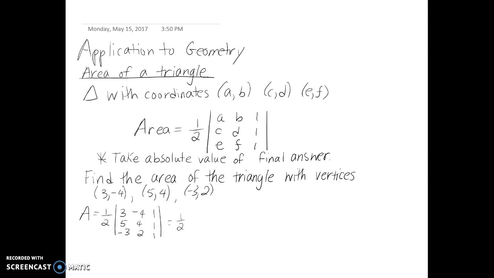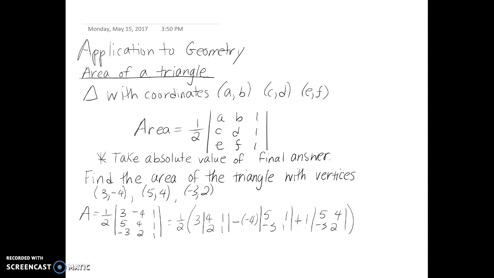So I'm going to just do the expansion method one more time. It'll be 3, cover up the row and column, 4, 1, 2, 1, minus a -4. So that's going to end up becoming a +4, 5, 1, -3, 1, and then +1 times the determinant 5, 4, -3, 2. And then you can go further.